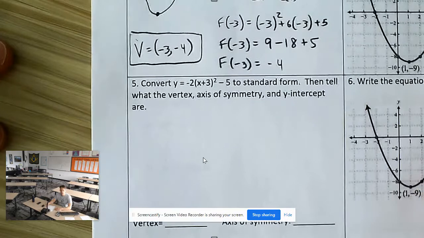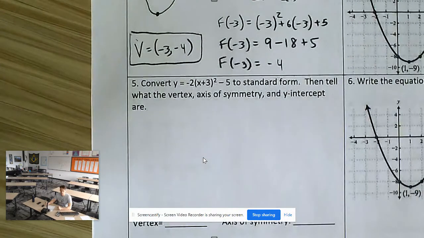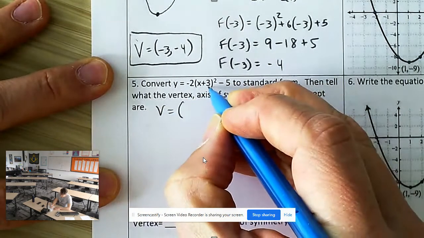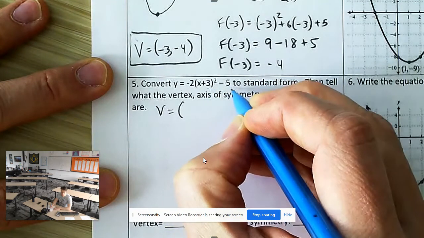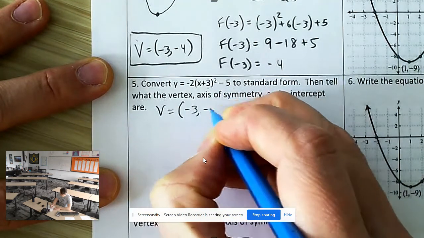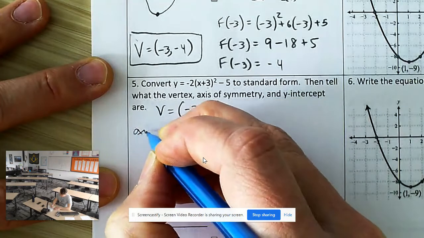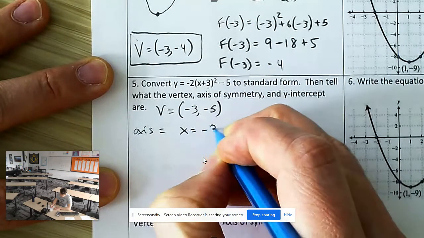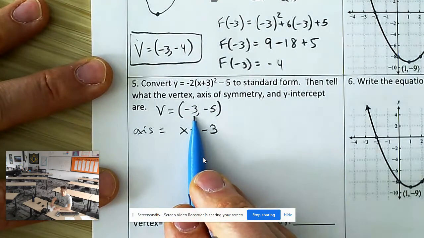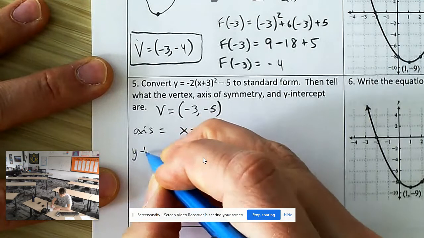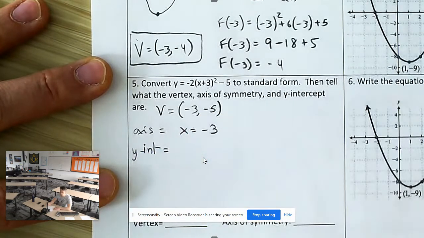Number 5, convert this to standard form. Well, right now it's in vertex form, and so I need to convert to standard form. Here's one thing, though, I can find from vertex form. I can easily find the vertex. The vertex is the opposite of this number, so negative 3, and then negative 5. Which means that my axis of symmetry is going to be x equals negative 3, because the vertex has to go through the axis of symmetry. And the y-intercept. I don't know what the y-intercept is yet, because to find the y-intercept, as you can see in your notes, you need to have it in standard form.